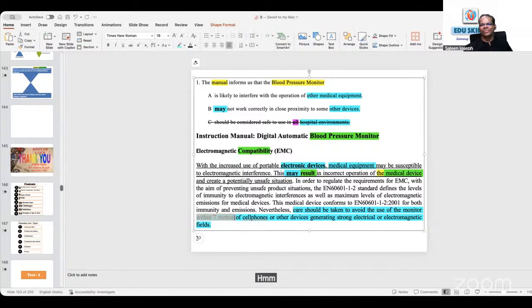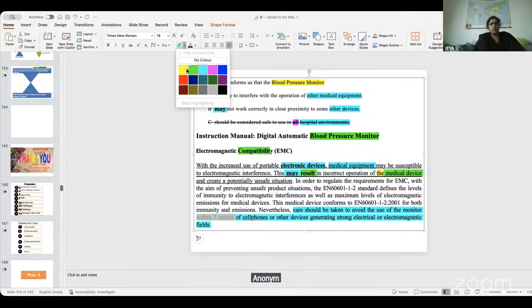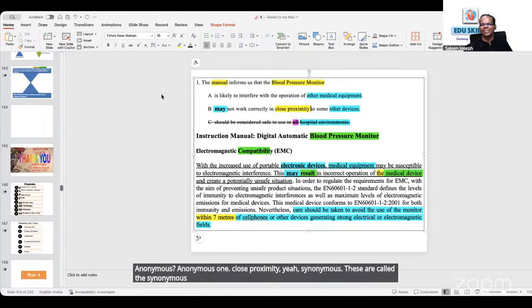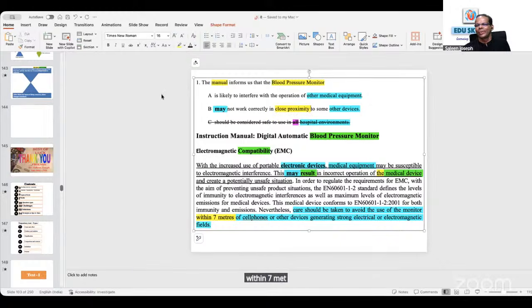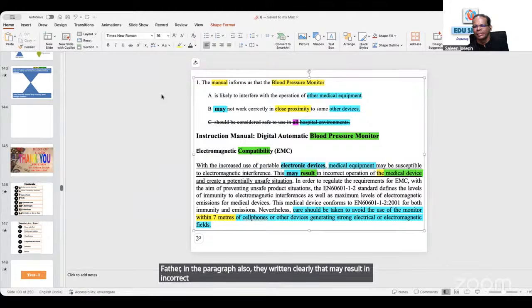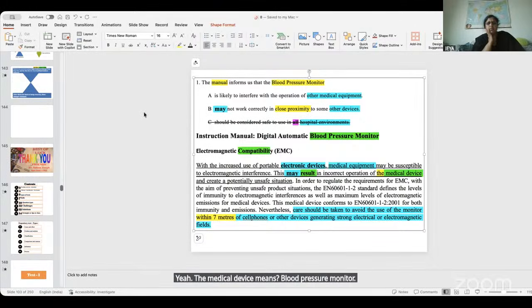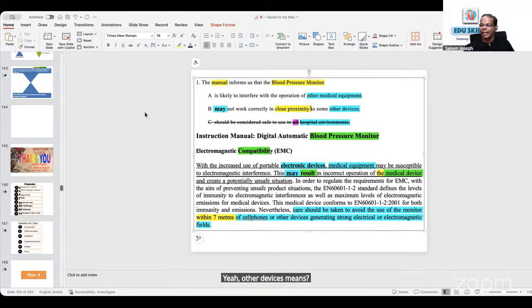Close proximity is synonymous with within 7 meters. These are called synonymous expressions. Within 7 meters, close proximity to some other device. This is a strategy being repeatedly used. In the paragraph, they also wrote clearly that it may result in incorrect operation, which means may not work correctly. The medical device means the blood pressure monitor. Other devices means not other medical equipment.